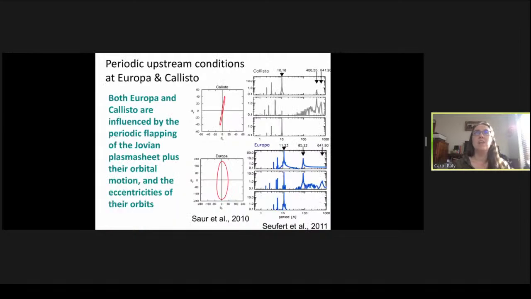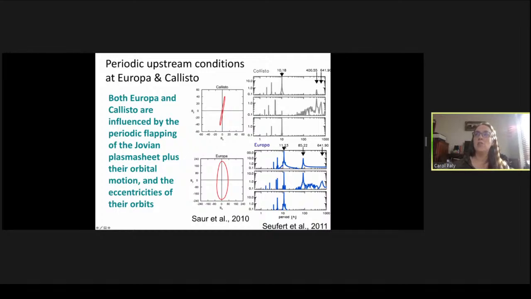Now I'm going to show you a little bit more about the theory on this and how it relates not just to Europa, but to Callisto and Ganymede as well. These periodic upstream conditions act at Europa, Callisto, and Ganymede. It's all due to their orbital geometry, and the fact that Jupiter's magnetosphere creates a flapping magnetosphere due to the 10-degree tilt of the magnetic field, and creates these primary and secondary driving waves.